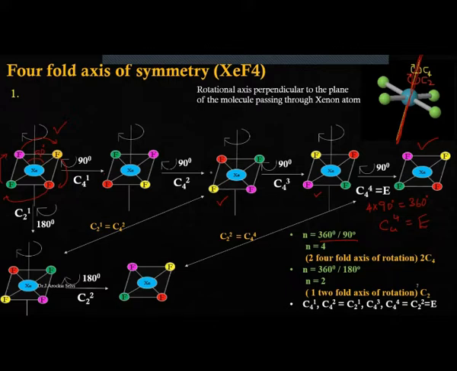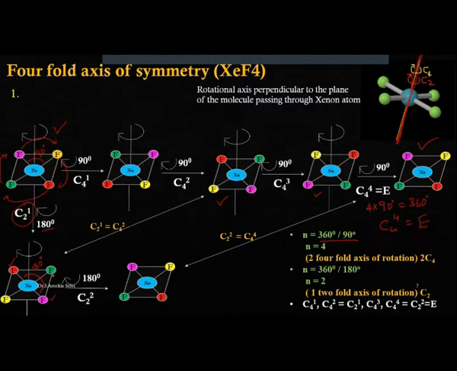Then one more observation. What is that? Through the same axis, if the rotation is performed through 180 degrees, then this fluorine takes up the position of this one, and this fluorine will take the position of red. Similarly, this yellow fluorine and green fluorine get exchanged. So the 180-degree rotation is done one time, C2 1.